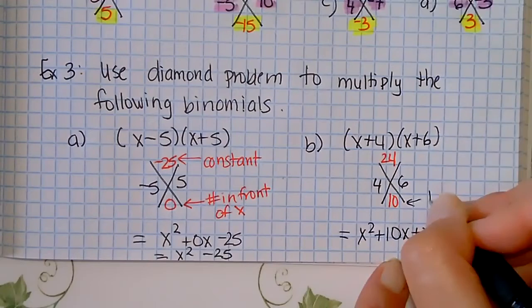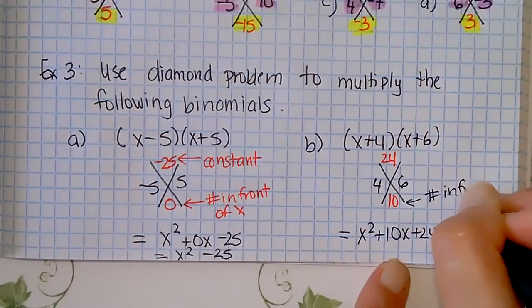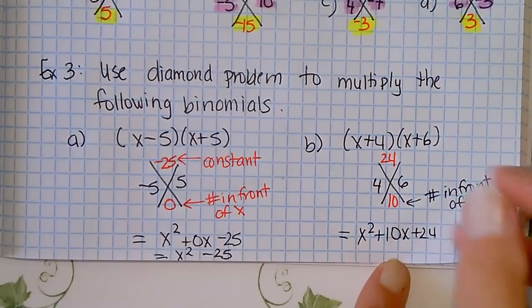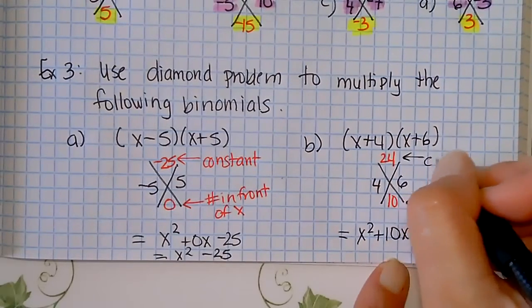Again, that is the number in front of x. That's what we're adding, our x's. And this product is our constant.